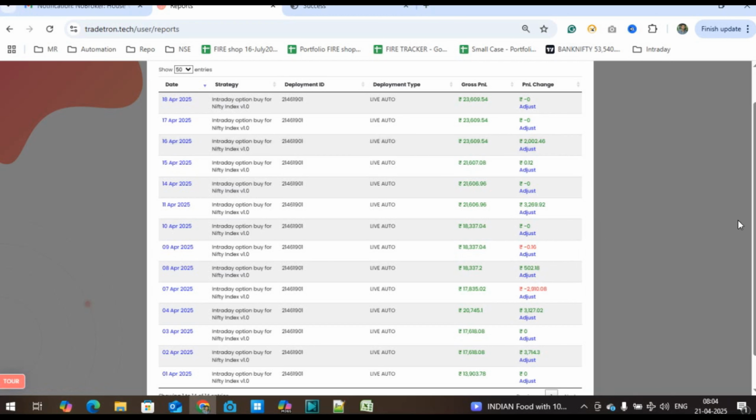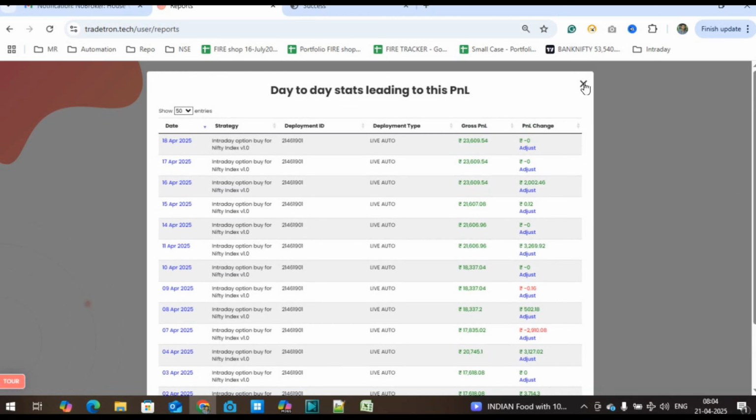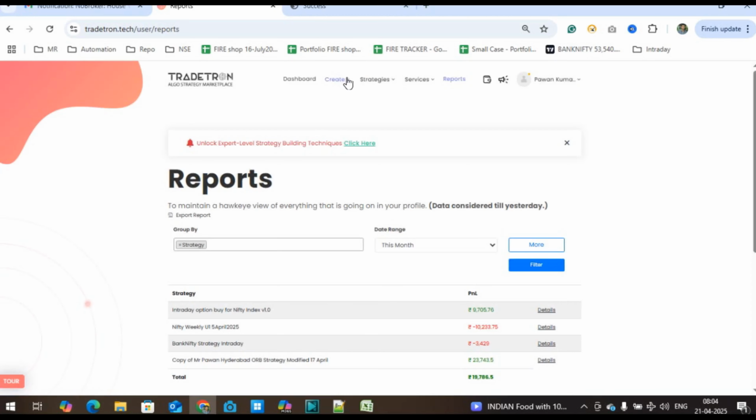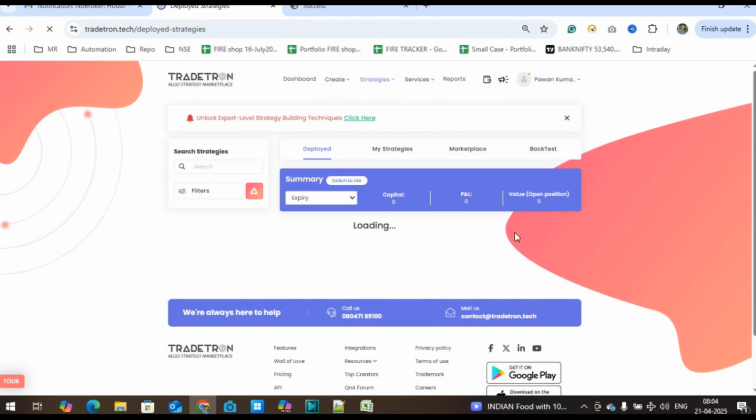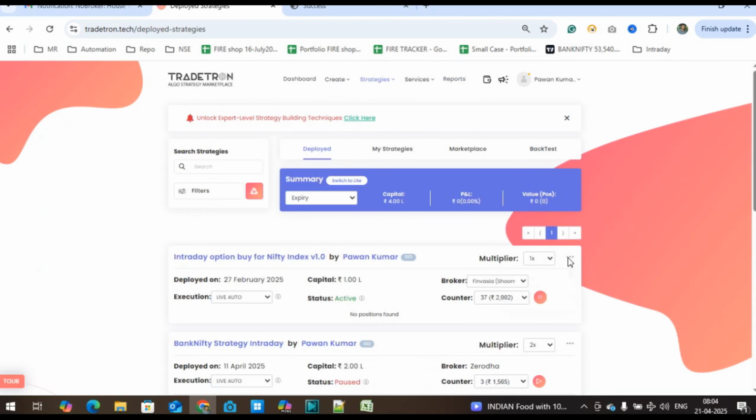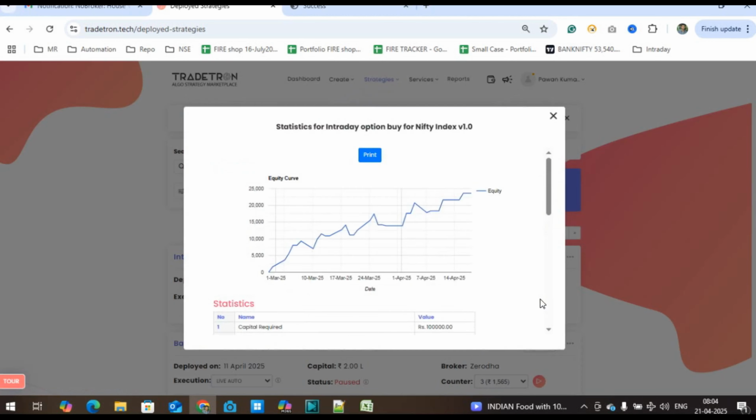Let's see our statistics, how our statistics are. Let me go to the strategy deployments and graph statistics. Yes. So you see the graph is looking very good.